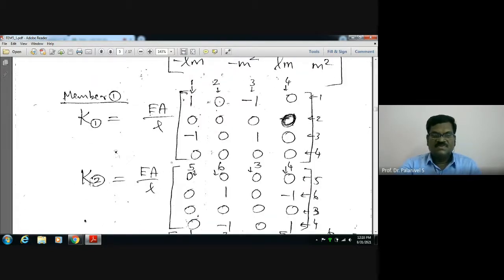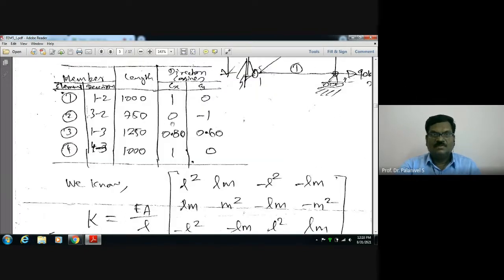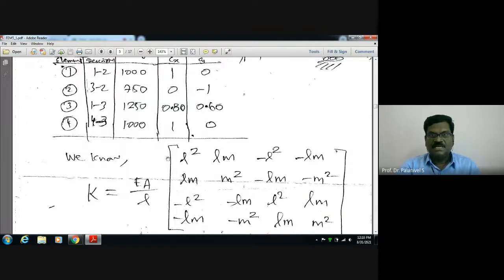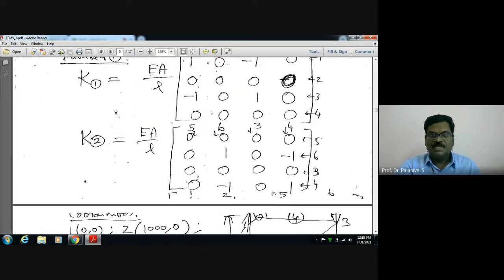Similarly, for element stiffness 2, I am writing K2 is equal to A by L into the L and M values for element 2, which are 0 and minus 1. Substitute L as 0 and M as minus 1 in this, and you will obtain the element stiffness matrix for element 2, K2, A by L into this one. Now you have to write the degrees of freedom in reference.